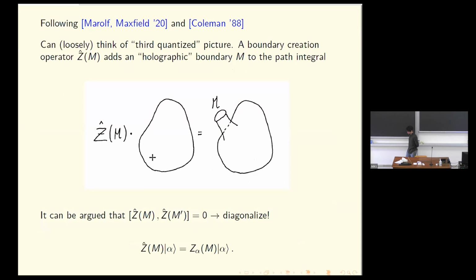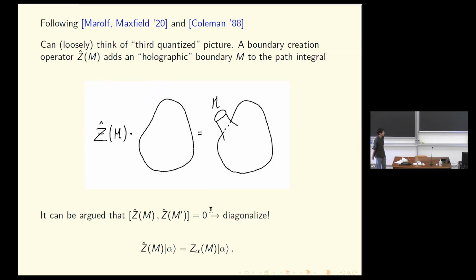There is a way to formulate this slightly more precisely, I think, due to Marolf and Maxfield, following the seminal work of Coleman, who was the first to study this kind of wormholes in gravity plus quantum mechanics, quantum field theory. So you can think of some third quantized picture in which you have some gravitational path integral, which I denote with this blob, but it's hard to define precisely what it is because you're summing over a lot of geometries which are closed. And you have some boundary operator, like this Z, which creates a holographic boundary M and adds it to your gravitational path integral. So this is like the cartoon.